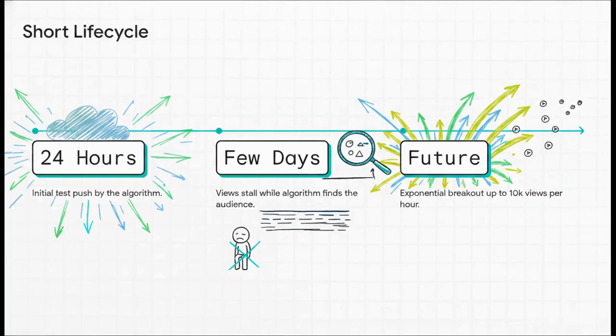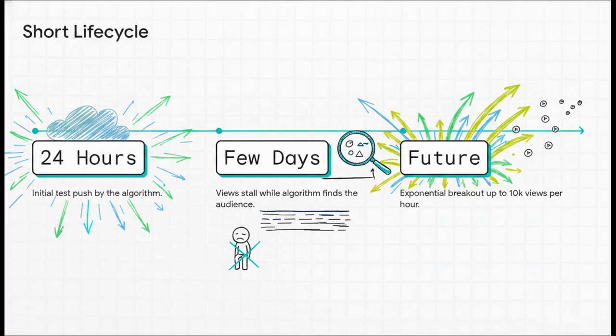You have to understand that the life cycle of an uploaded short is an incredibly stressful, emotional roller coaster. In the first 24 hours, YouTube gives it this initial test push just to see how people react. Then almost inevitably, it hits a flatline period for a few days where views completely, utterly stall. Now, for most creators, this feels like failure, game over.